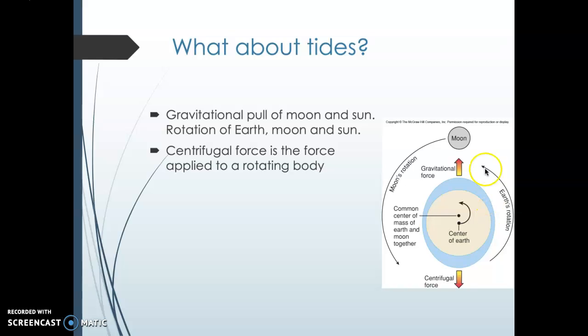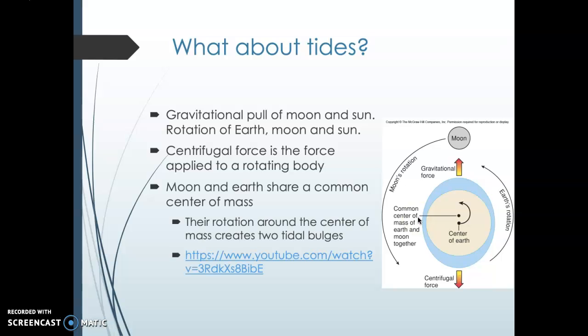Gravitational pull creates an equal and opposite force, or bulge of water, facing the moon and away from the moon. The bulge of water away from the moon is created by centrifugal force, because that's what's being applied to a rotating body, i.e. the moon. The Earth is essentially just rotating underneath these two bulges, and that's where we get high, low, high, low. This is why in many places around the world we have two highs and two lows, and they alternate: high, low, high, low.